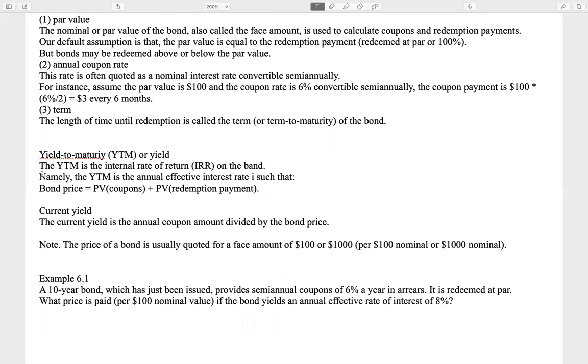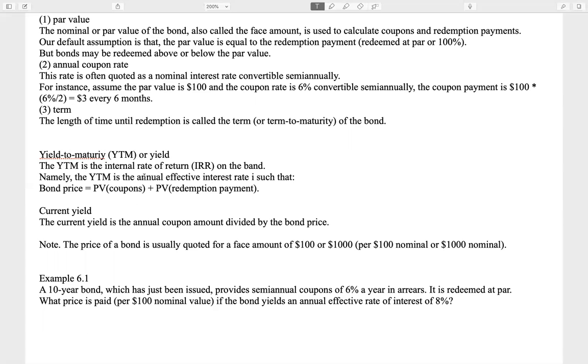Often we want to use YTM, the so-called yield to maturity. It's a performance measure, right? Yield to maturity. Yield, in a sense, is just the interest rate. So how is it defined? This yield to maturity is the internal rate of return on the bond.